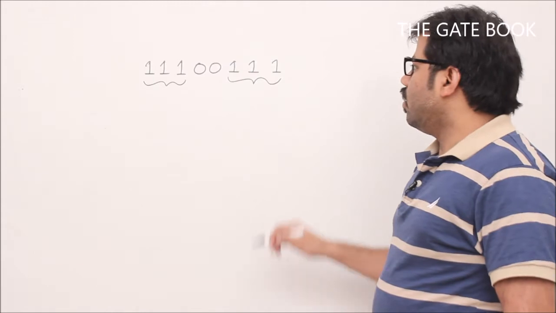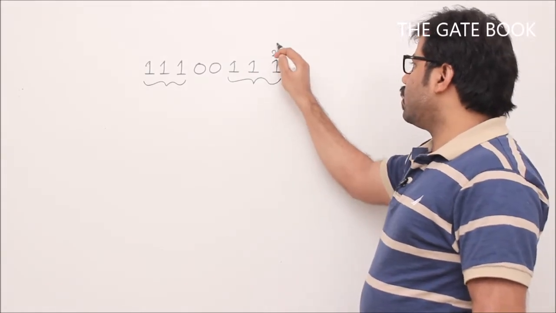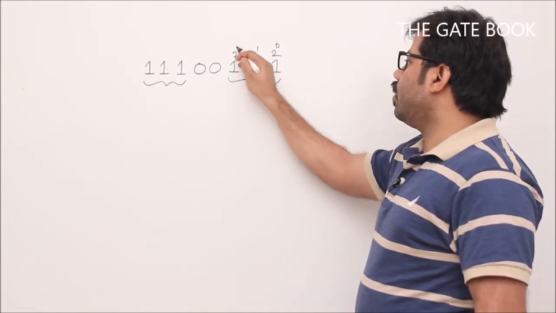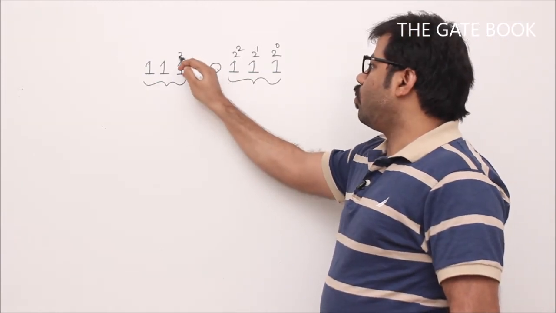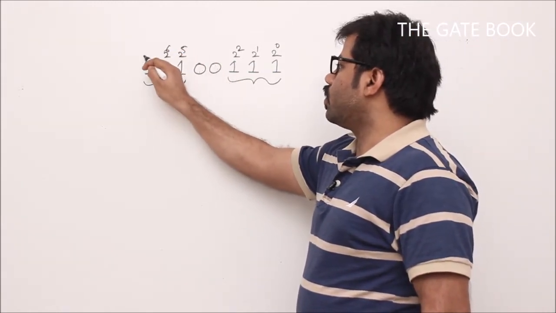Okay, so here, what Booth finally did is, first of all we'll write the weightages: 2 power 0, 2 power 1, 2 square, right? Now here 2 cube, 2 power 4, 2 power 5, 2 power 6, 2 power 7.